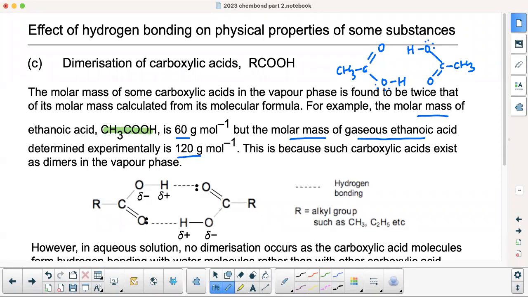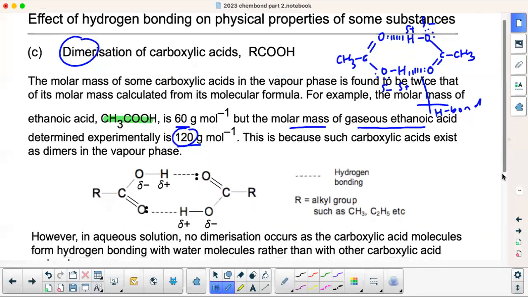So you realize that this O can form a hydrogen bond here, and this O can also form a hydrogen bond over here. You can say this delta plus, delta minus. This delta plus, delta minus. So when the two of them come together with the formation of H bonds between them, we call this a dimer. Okay, learn the word dimer. So this is a dimer. So now the Mr is not 60, but double of it. That's why the Mr is 120. It's doubling. Hopefully everybody later on can draw this.